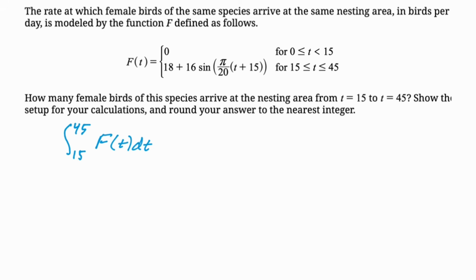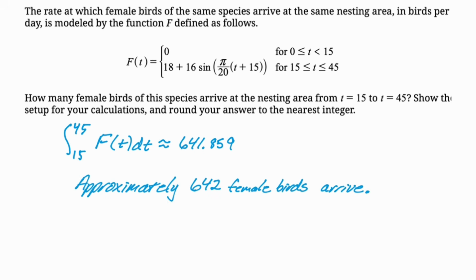How many female birds of this species arrive at the nesting area from 15 to 45? Show the setup for your calculations, round your answer to the nearest integer. Calculator problem, all we have to do is the integral from 15 to 45. Integrate the rate, you get the total. So the integral from 15 to 45 of f of t dt. I punched it in on my calculator. I got approximately 641.859, but then the question says round your answer to the nearest integer. So I said approximately 642 female birds arrive.